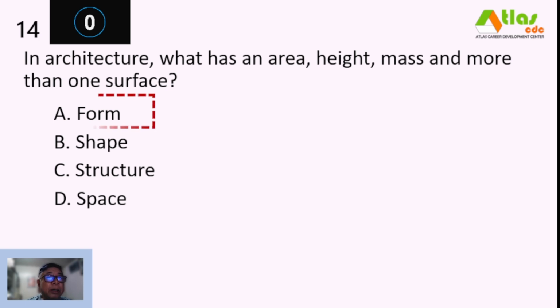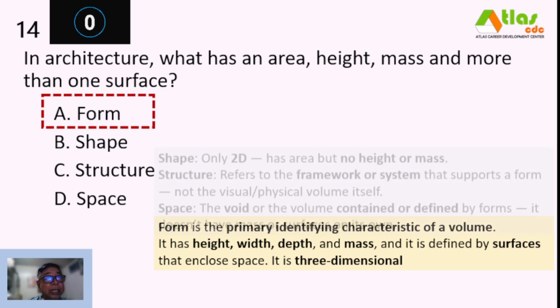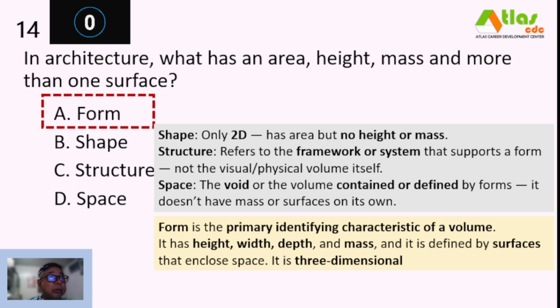And our correct answer is A. Form. So form is the primary identifying characteristic of a volume. It has height, width, depth, and mass, and it is defined by surfaces that enclose space. It is three-dimensional. Shape is only 2D as area, but no height or mass. Structure refers to the framework or system that supports a form, not the visual physical volume itself. And space is the void or the volume contained or defined by forms. It doesn't have mass or surfaces on its own.